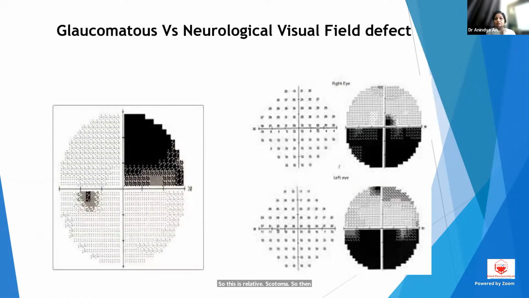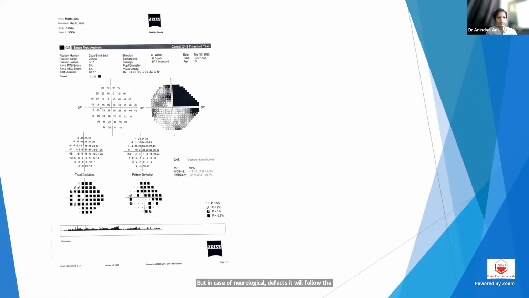So then glaucoma versus neurological field defects. See, in glaucoma, it will follow the horizontal meridian, right? But in case of neurological defects, it will follow the vertical meridian. That is how you differentiate.